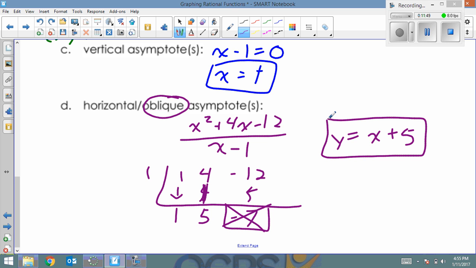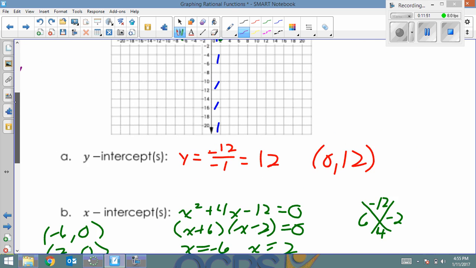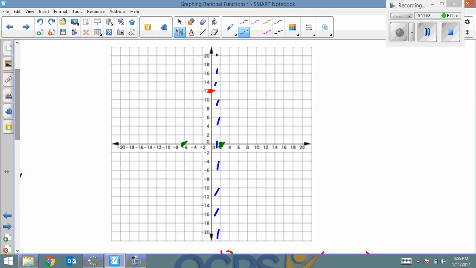So that equation I need to now graph: y equals x plus 5. We start at our y-intercept, which is 5, and use our slope to go up 1 over 1, and then up 1 over 1 again. And it should go through the negative 5. It's going to be slightly off depending on how your graphing is.